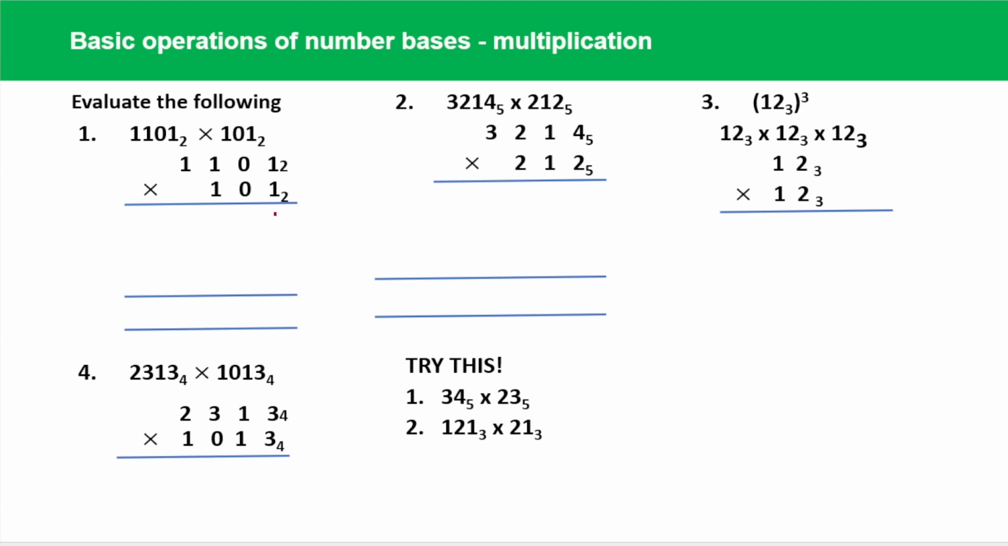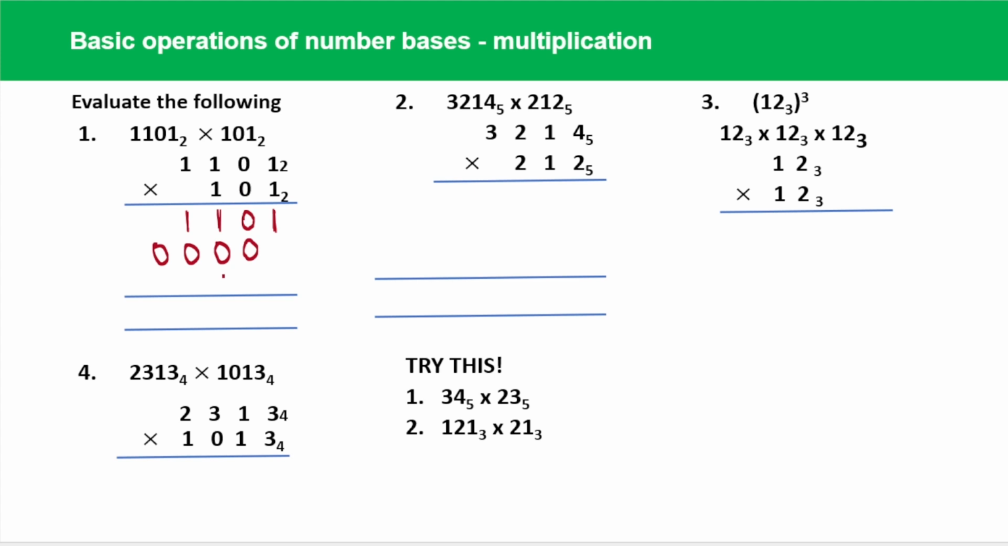1 times 1 will give us 1. So we can write 1 because it's less than our base. 1 times 0 is 0. We can write 0. It's also less than our base. 1 times 1 is 1, that's also less than our base. 1 times 1 is 1, less than our base. 0 times 1 will be 0. 0 times 0 is 0. 0 times 1 is 0. 0 times 1 is 0.